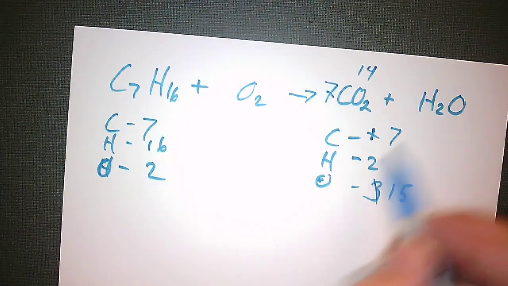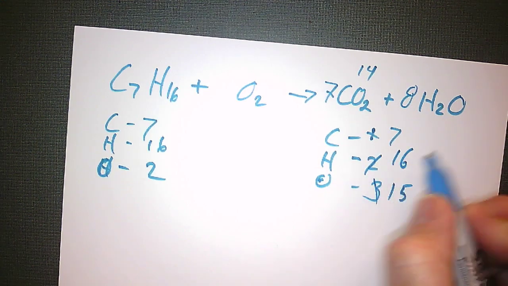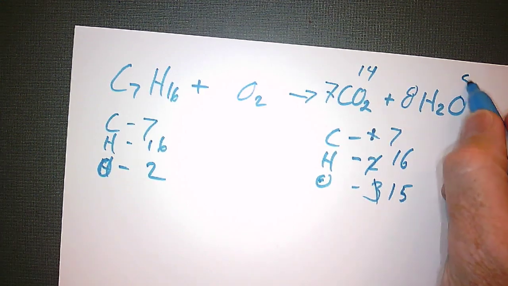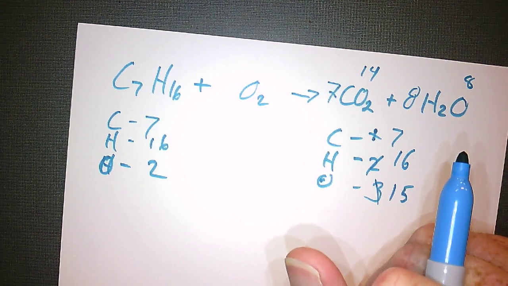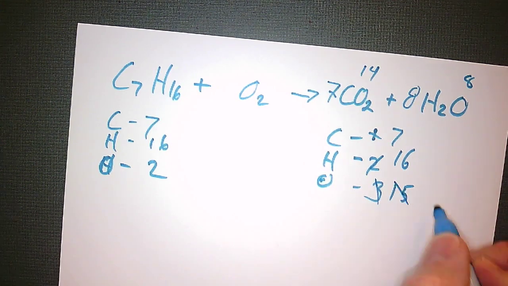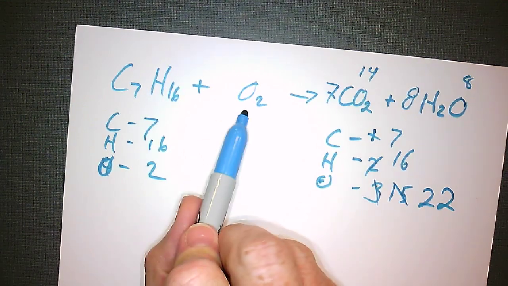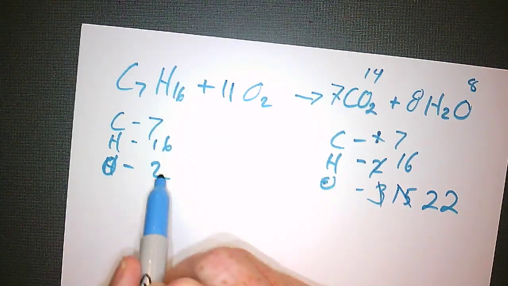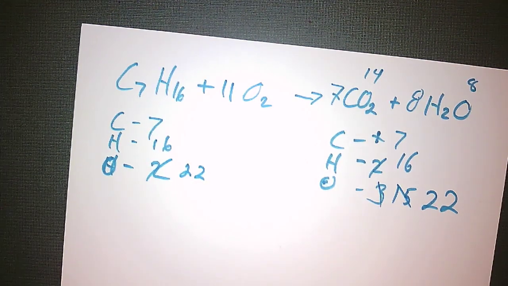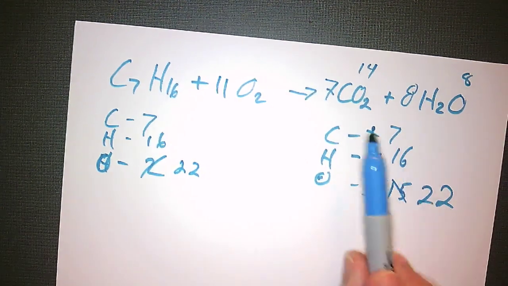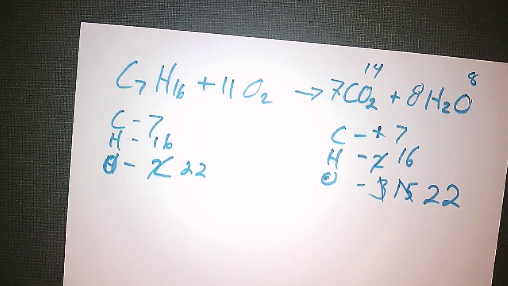And then I've got 16 and 2, so I'd put an 8 in front of my water, making it 16. 8 times 1 is 8. What's 14 plus 8? 22. So to make this 22, I'd have to put an 11 here and make it 22. All right. Does that help? The big thing, guys, on these ones is the oxygen. Make sure you re-add it each time you change a number.